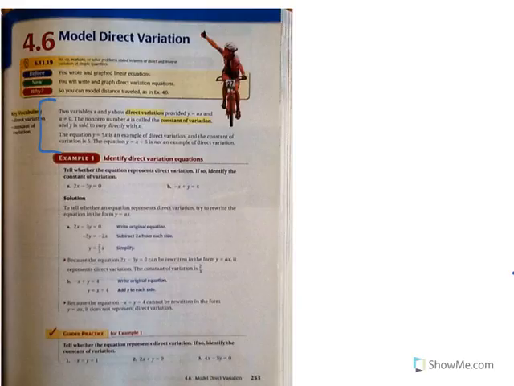So the equation y is equal to 5x, I'm still reading here, is an example of direct variation. The constant of variation is 5. The equation y is equal to x plus 5 is not an example of direct variation. So that kind of makes sense there, hopefully.